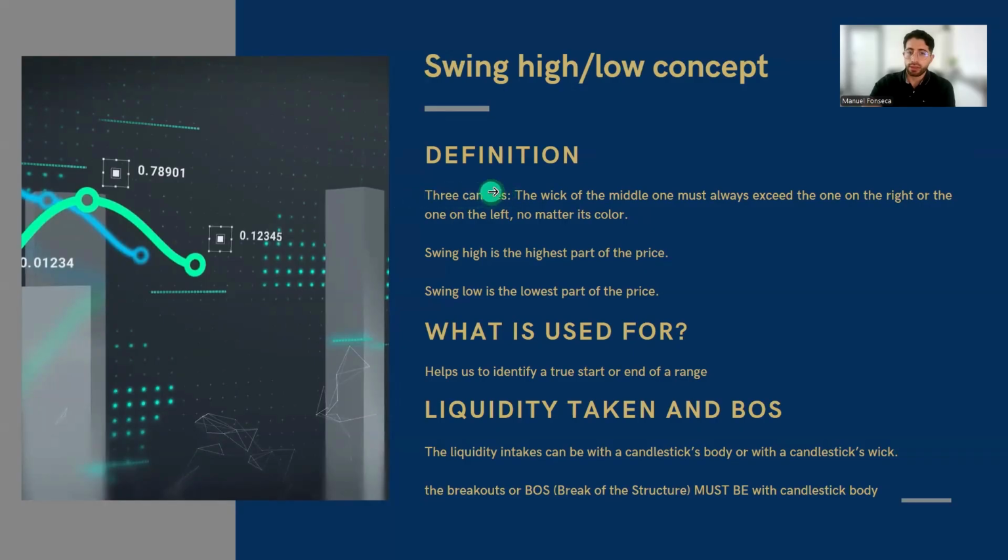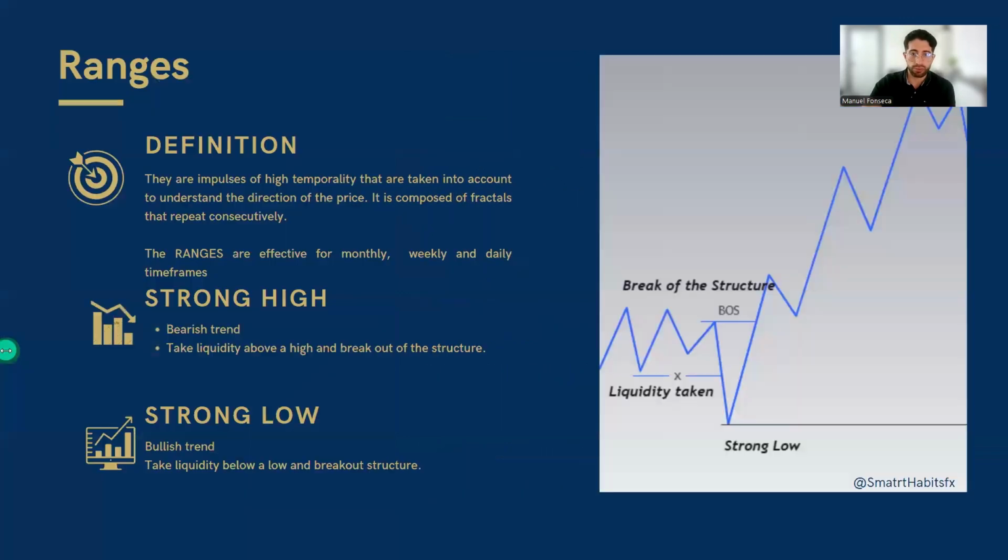It's three candles. The wick of the middle one must always exceed the one on the right or the one on the left, no matter its color, correct? The swing high is the highest part of the price, and the swing low is the lowest part of the price. Okay? So let's go back to your drawing. At this moment when the market was making this movement, it creates a swing low, which will be this. This is the lowest part of the price. And then it creates a swing high, which is here, the highest part of the price at that moment, correct?